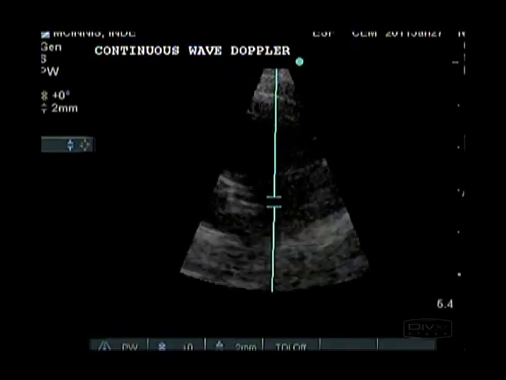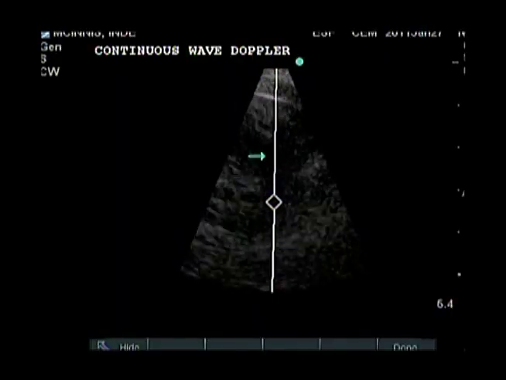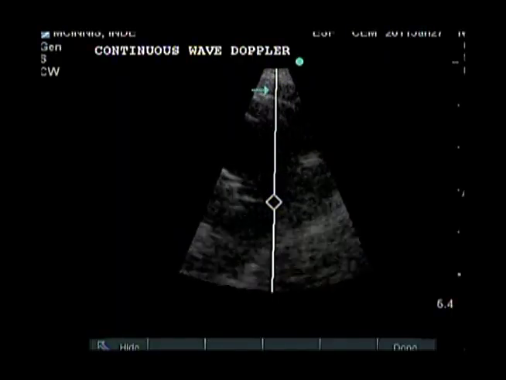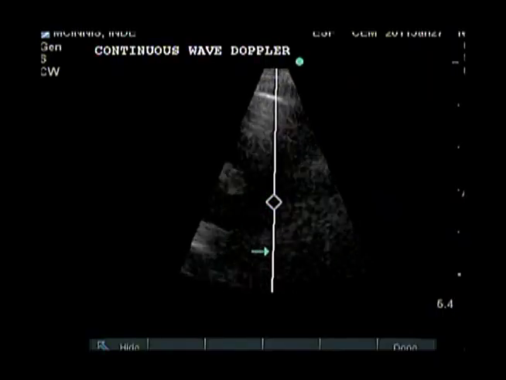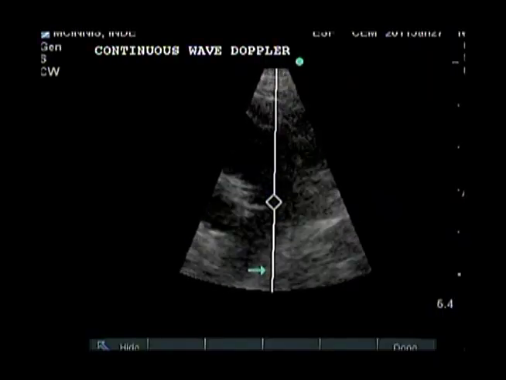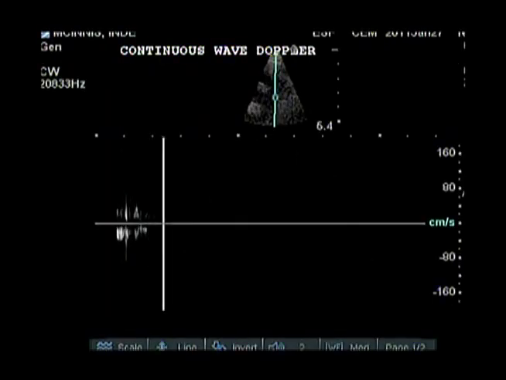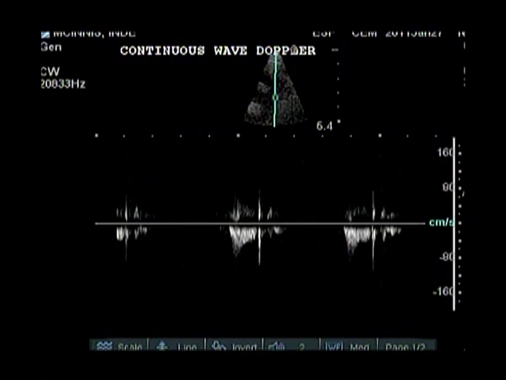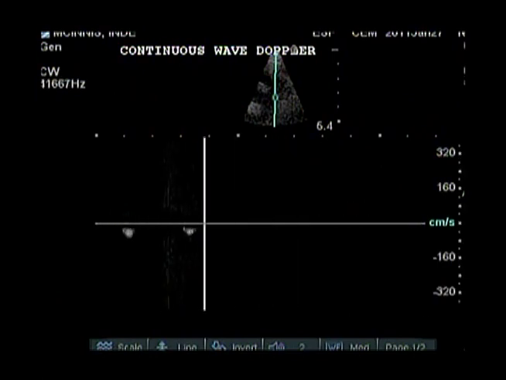With continuous wave Doppler, blood flow is measured all along the Doppler cursor line and cannot be limited to one area. However, the maximum velocity is essentially unlimited. This allows measurement of much higher valvular stenosis or insufficiency velocities.